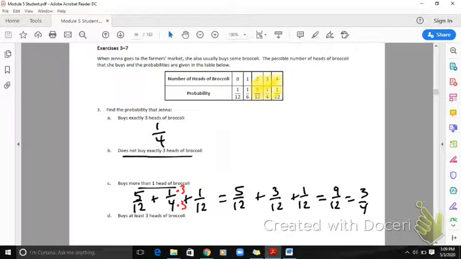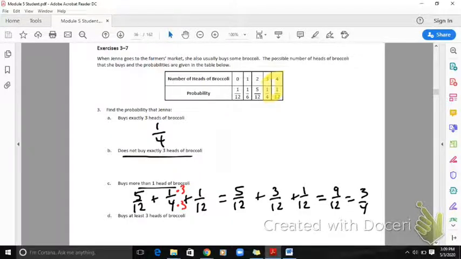Alright, last one. The probability of buying at least 3 broccoli heads. So again, let's think about what at least 3 means. At least 3 means 3 or more. So that includes these 2 boxes up here. 3 or more would be 3 or 4 in this case. It could be 5 also, but there's no 5 or 6 up here.